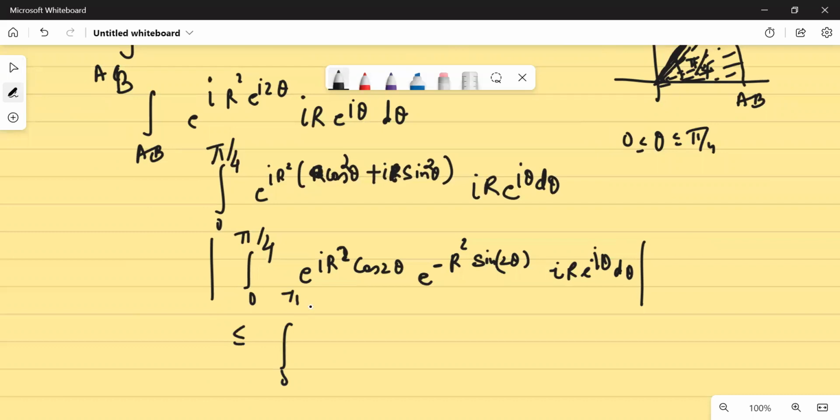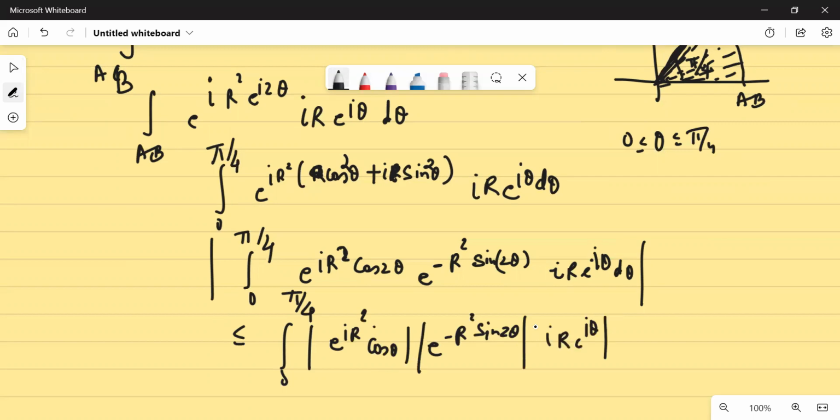the integration from 0 to the modulus of this. So what you will get is the modulus of e to the power iota r square cos 2 theta, then the modulus of e to the power minus r square sine 2 theta, and then the modulus of iota r e to the power iota theta, and then d theta. Is that clear? This entire thing would become r, because iota's modulus is 1 and e to the power iota theta's modulus is 1, and this entire thing again would also become 1. E raised to power iota anything would always be equal to 1.